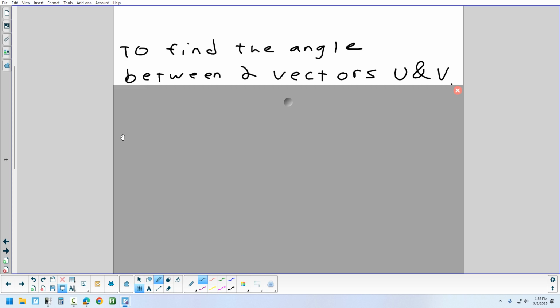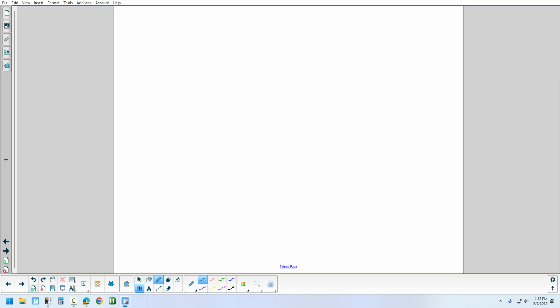So the last thing that we're going to do is find the angle between two vectors. When I say angle, I mean if you had a vector like that and a vector like that, I'm trying to find that angle between the two vectors. It's always less than 180. Even if you draw your vectors like this, now you'd be looking at this angle here.